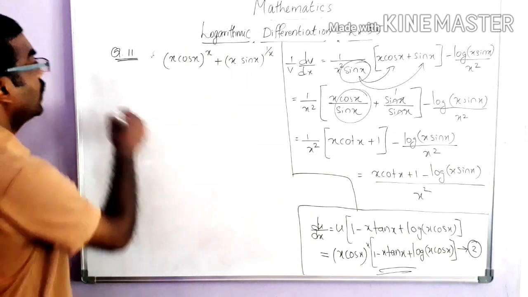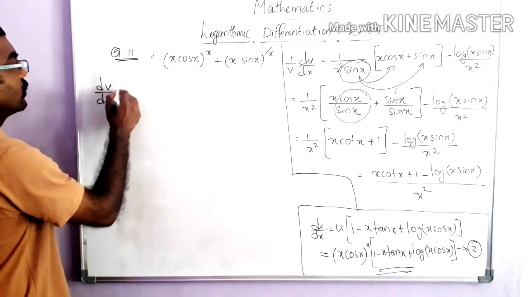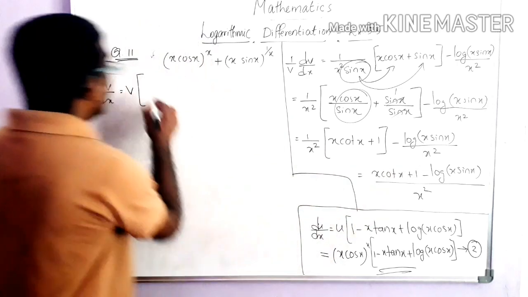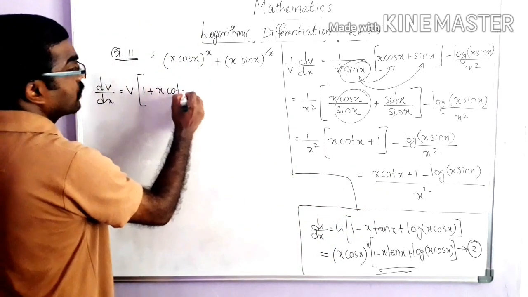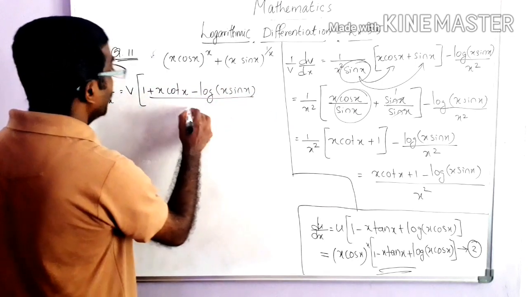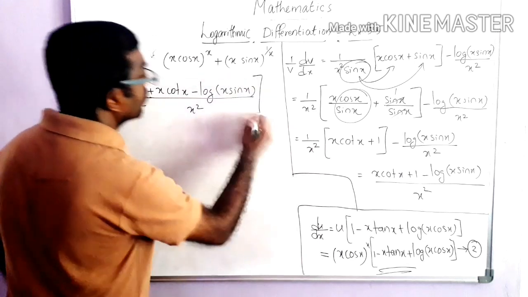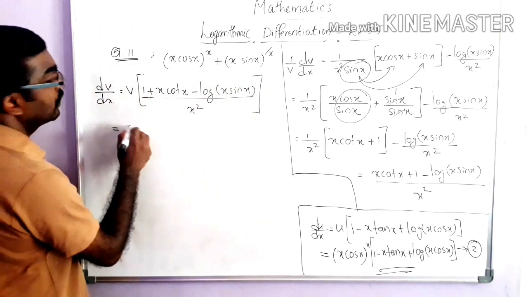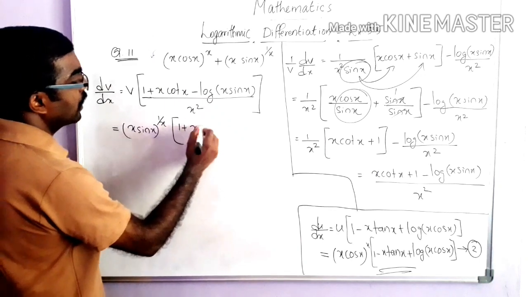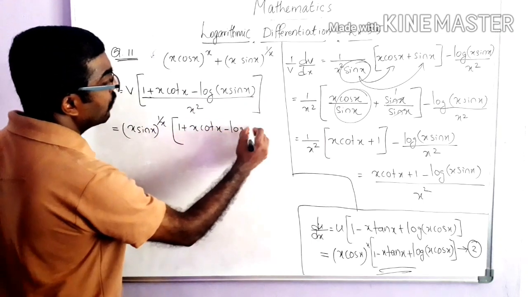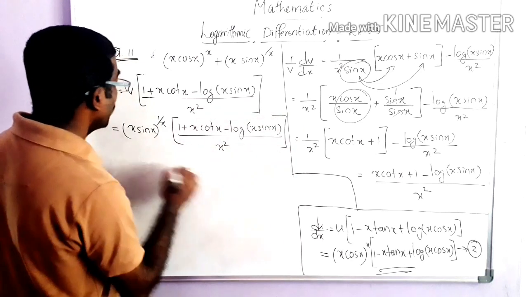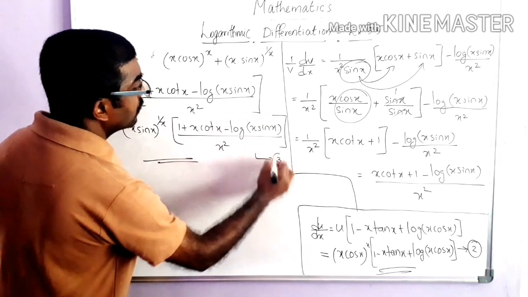That is dv by dx is equal to this v into, I write 1 first, 1 plus x cot x minus log of x sin x whole divided by x square. Now we can replace the value of v, (x sin x)^(1/x) into 1 plus x cot x minus log of x sin x whole divided by what? X square. So we can take it as equation number 3.